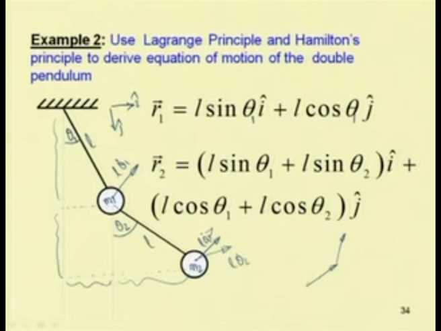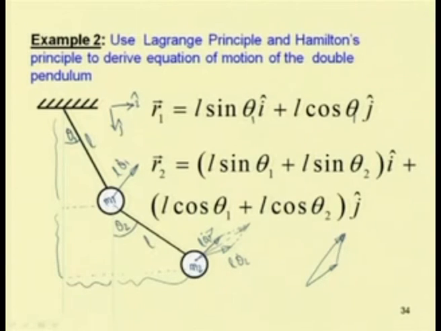So one can find the resultant of these two. By using this parallelogram theorem, one can find the resultant of these two. So this is the resultant of these two velocities. So this is the velocity of this mass. In this way, one can find the velocity of mass 1 and the velocity of mass 2.